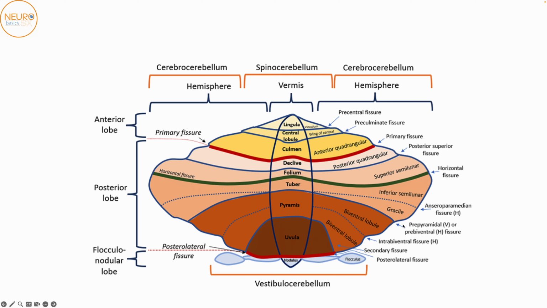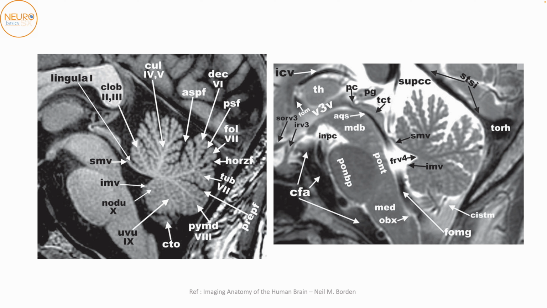You also have a pre-pyramidal or a pre-biventral fissure, which is before the biventral lobule. So the three important ones are the primary fissure, the horizontal fissure, and the posterior lateral. So we can actually pick these up on imaging also. So we'll start off with the sagittal imaging of the cerebellum because it's a lot easier to pick up structures there. So on this T1 sagittal image of the posterior fossa, we have already identified a lot of these structures previously.